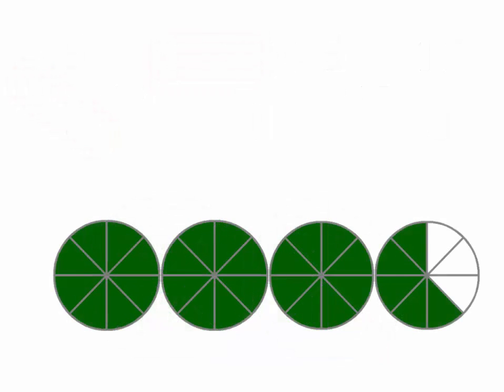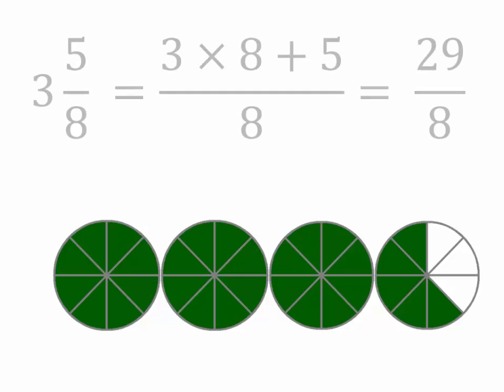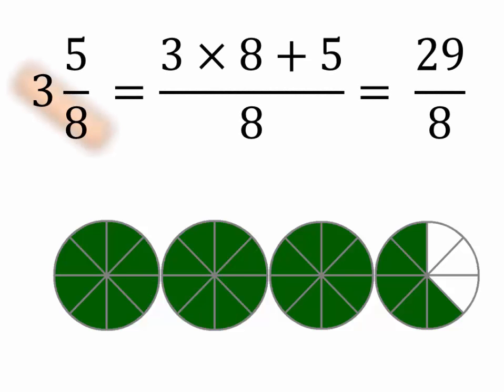Let's look at another mixed fraction. This would be 3 5/8. So 3 5/8 changed to improper fraction. You would have to say 3 times 8, because there are 3 wholes. 3 times 8 is 24, and 24 plus 5 is 29. So the answer is 29/8.